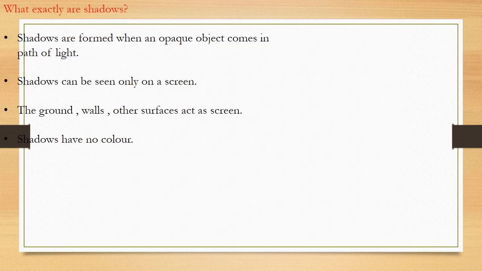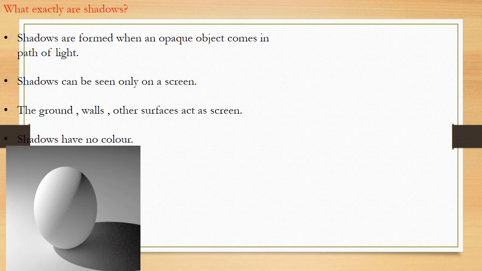So then what are these shadows and how are they formed? Shadows are formed when an opaque object comes in the path of the light. Always shadows are not formed. When light passes through transparent and translucent objects, shadows are not formed usually. Shadows are formed only when light passes through opaque objects. So you can see in the picture over here. The ball is coming in the way of the light, and since the ball is opaque, it produces a shadow. No image is formed, and that's why a shadow is formed.